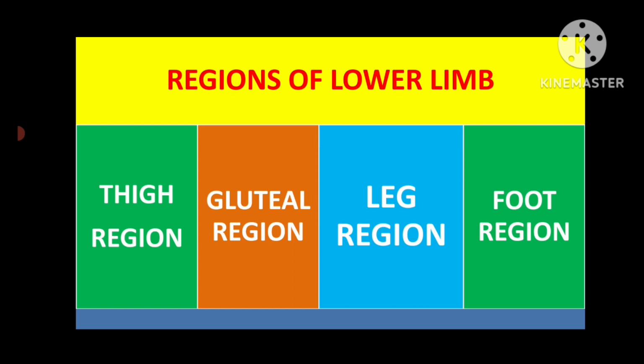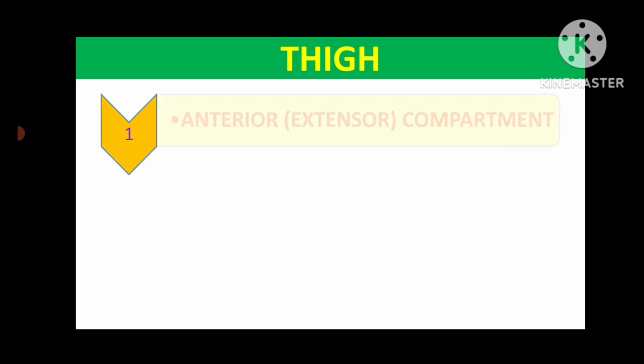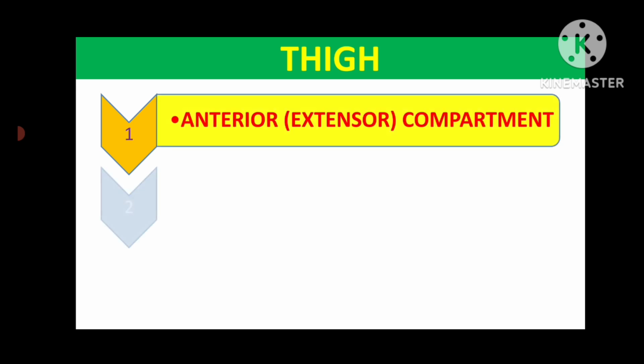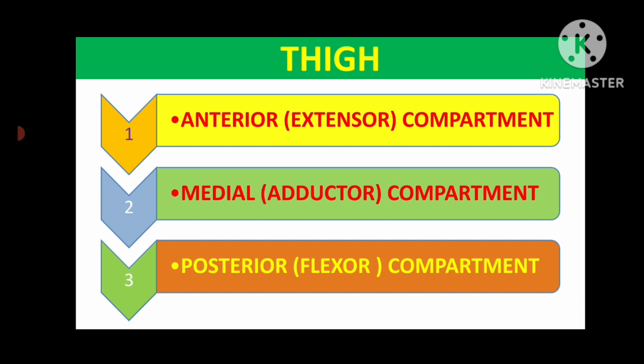So now we'll see, for each region, the names of the muscles, the nerve supply and the action of these muscles. Coming to the thigh region, the thigh region is divided into three compartments: anterior, also known as extensor compartment; medial, also known as adductor compartment; posterior, also known as flexor compartment. So we'll see for each compartment what the muscles are and what the nerve of each compartment is.